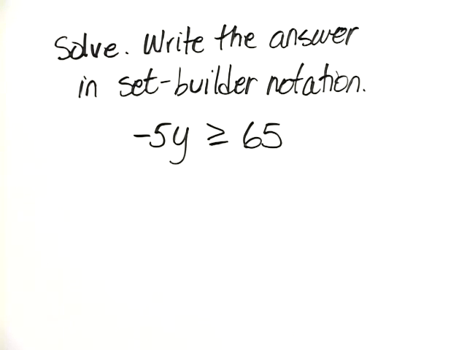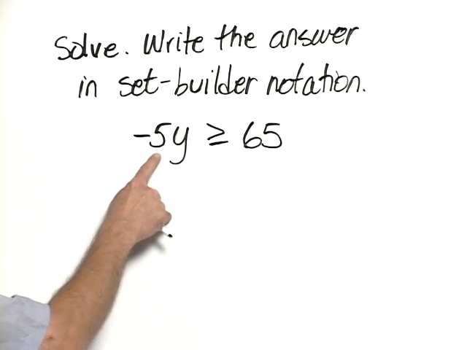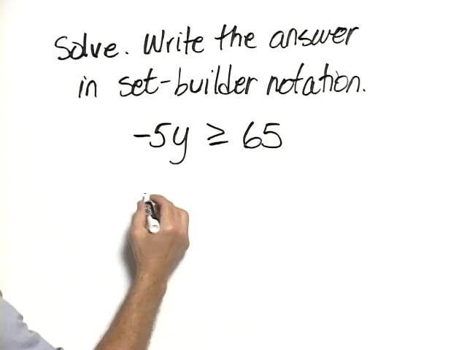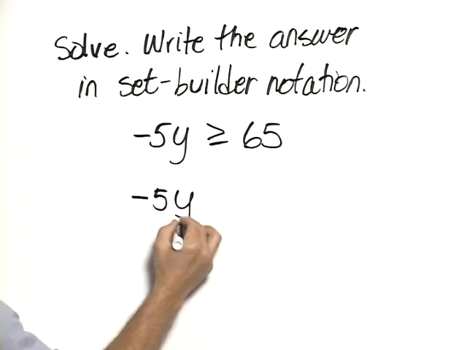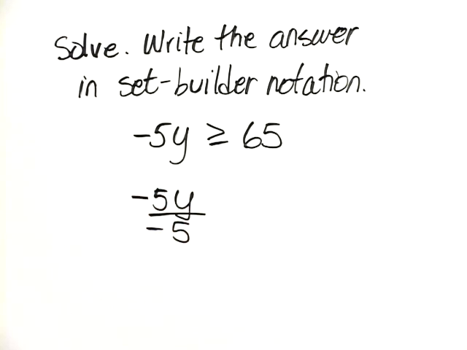Solve. Write the answer in set builder notation. Negative 5y is greater than or equal to 65. We will divide both sides by the coefficient of y, which is negative 5. So we would have negative 5y divided by negative 5.